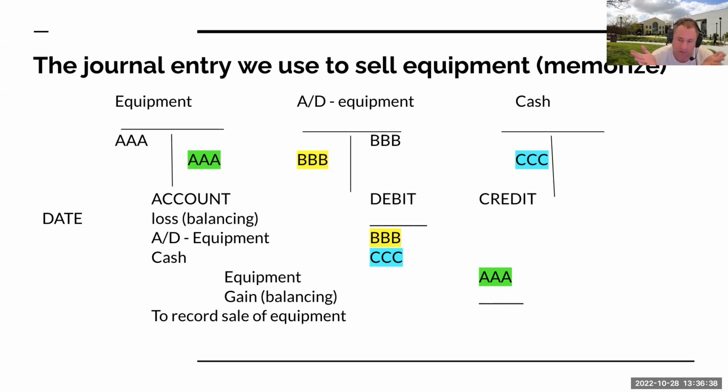Now, when you look at this, this over here is whatever I need to balance. If I need a debit to balance, it's a loss. If I need a credit to balance, it's a gain.